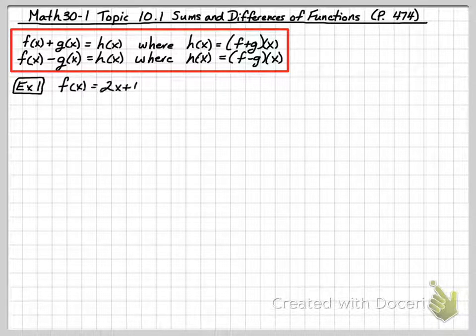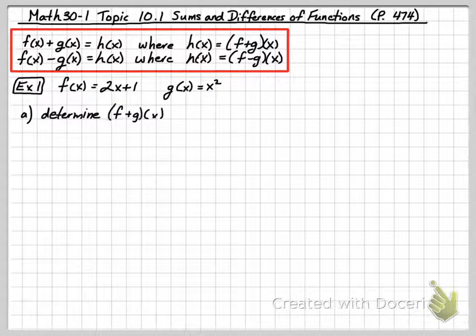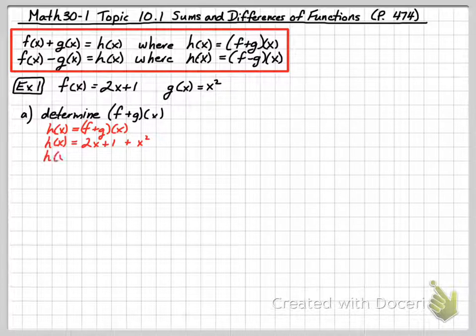Example 1. Let's say f of x is equal to 2x plus 1 and g of x is equal to x squared. Determine f plus g of x. Well, all we simply do is say h of x is f plus g of x, which is 2x plus 1 plus x squared, and h of x will be the combined function x squared plus 2x plus 1.